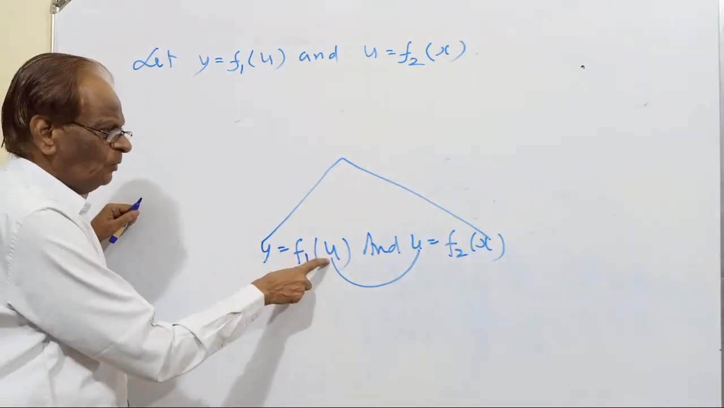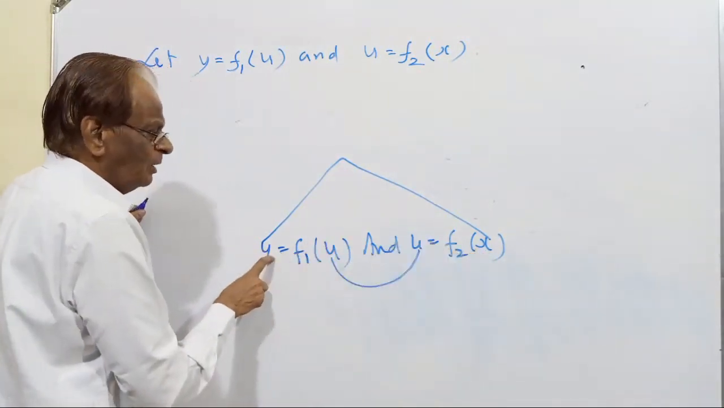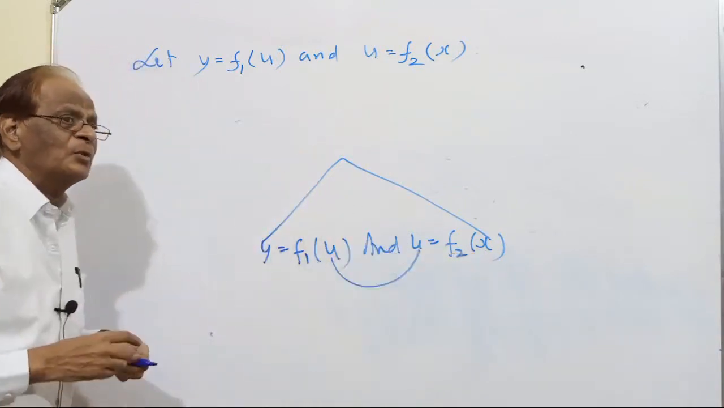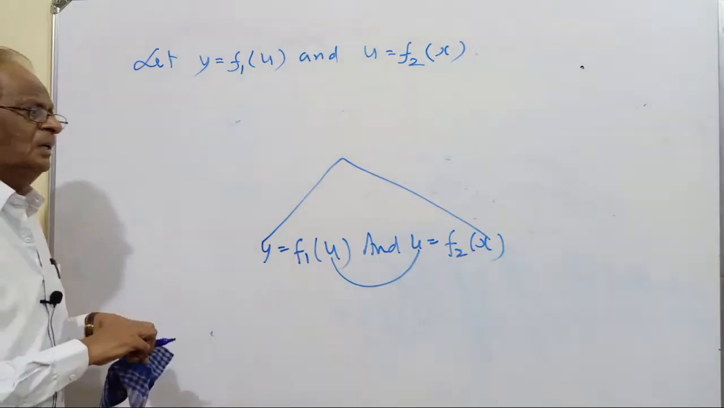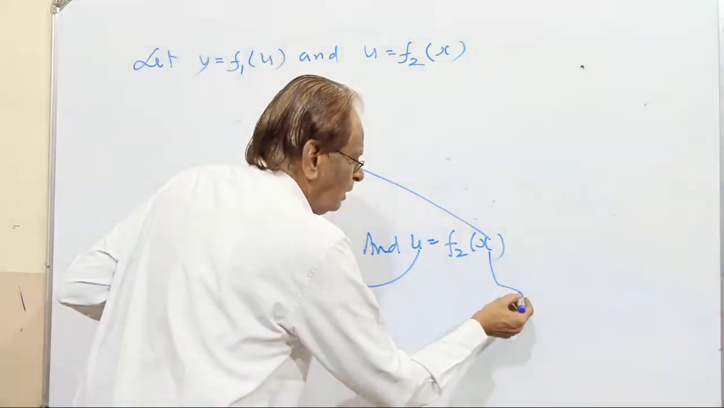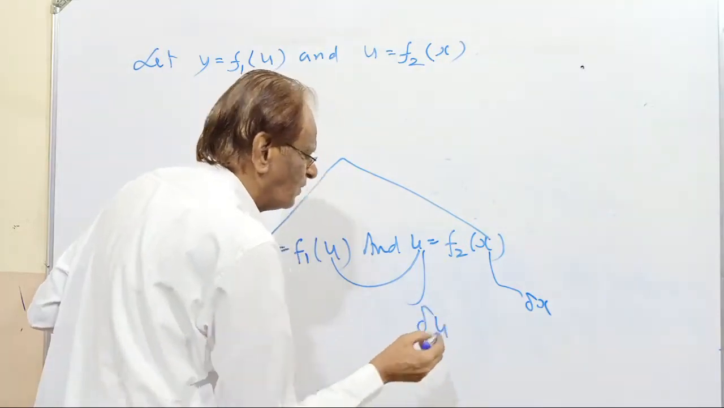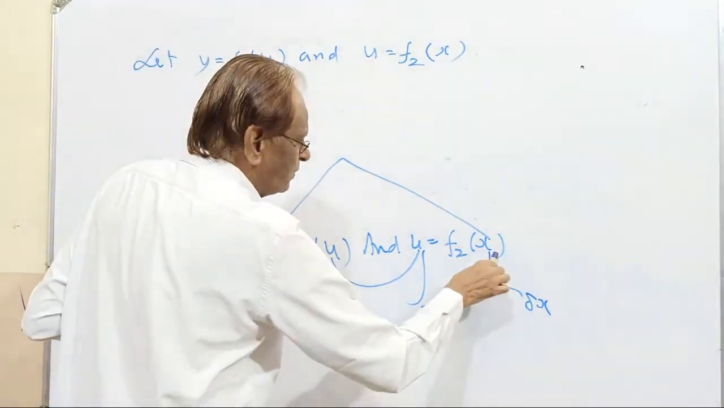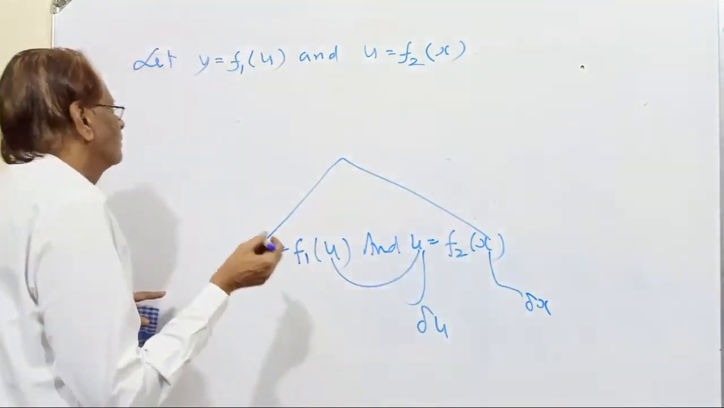First y is in u, further the same u in x. Now y is called a function of x. Called y is a composite function of x. If x increment is delta x, the corresponding u increment is delta u. First comes a change in x, then comes a corresponding change in u.